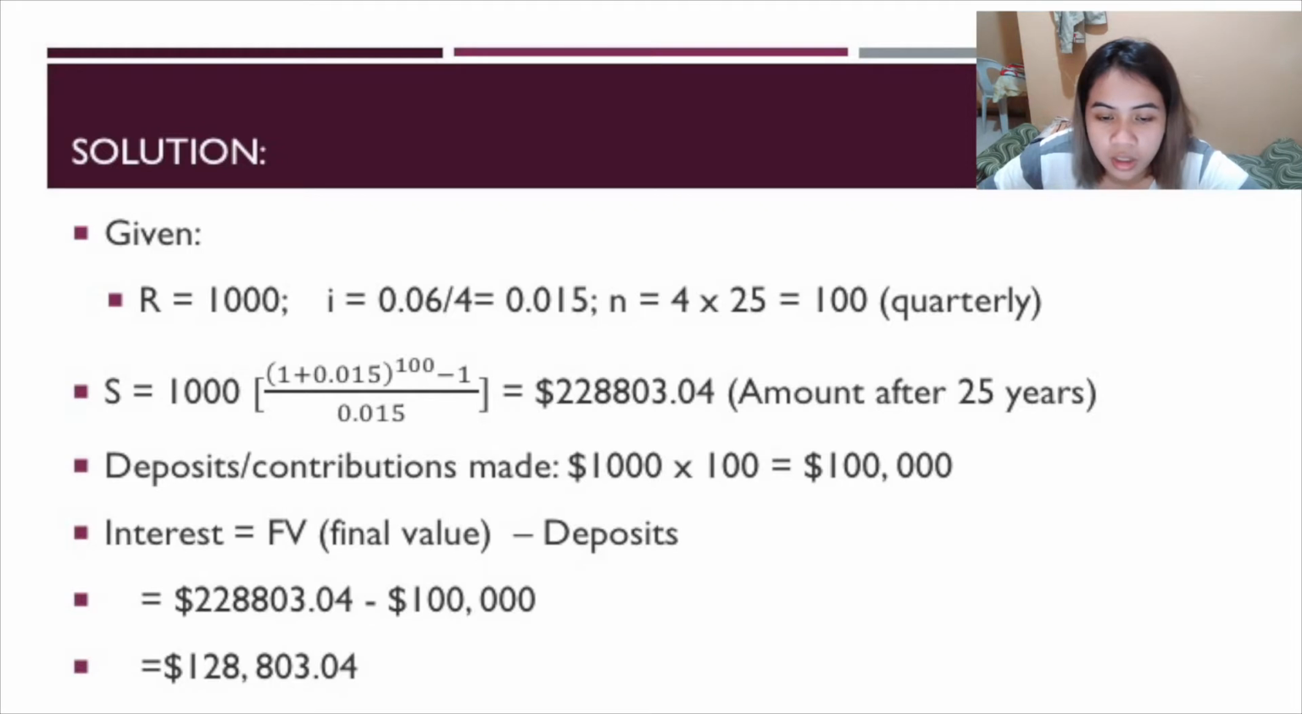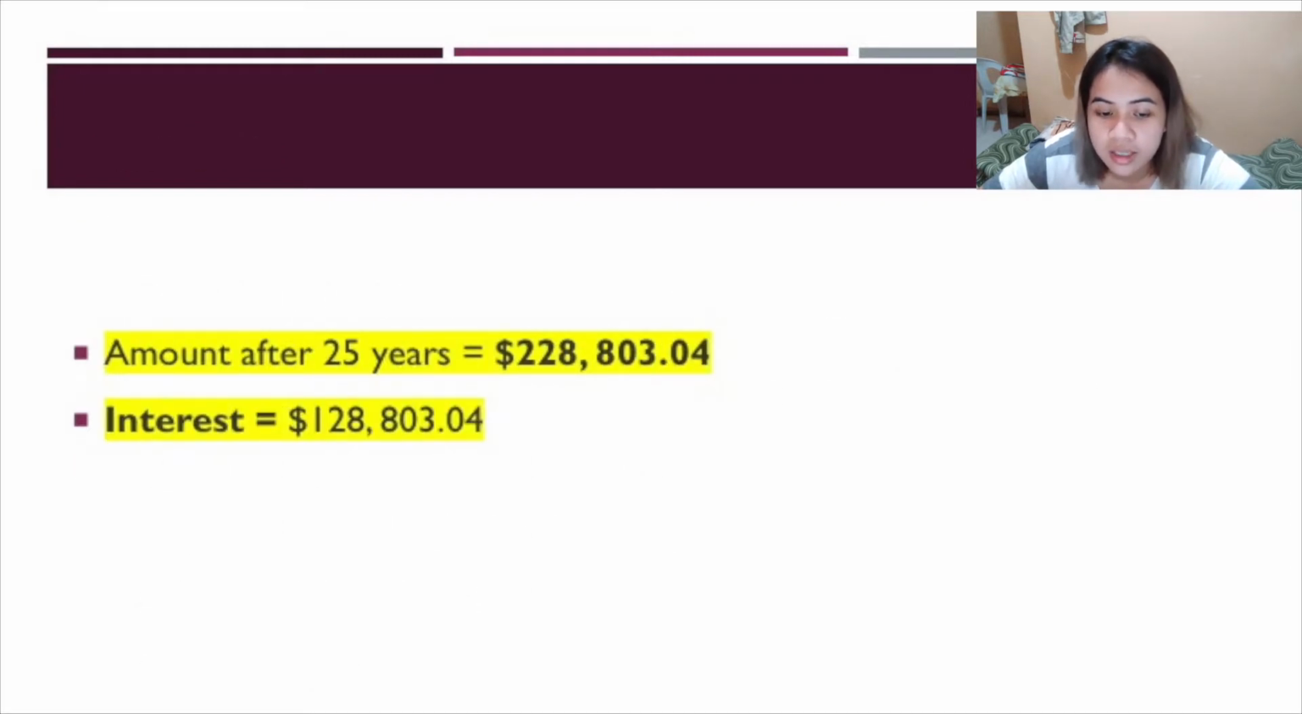So the deposits or contributions made are $1,000 times 100, which equals $100,000. And the interest is equal to FV, the final value, minus deposits. So our final value of $228,803.04 minus $100,000 equals $128,803.04. Therefore, the amount after 25 years is $228,803.04, and the interest is $128,803.04.